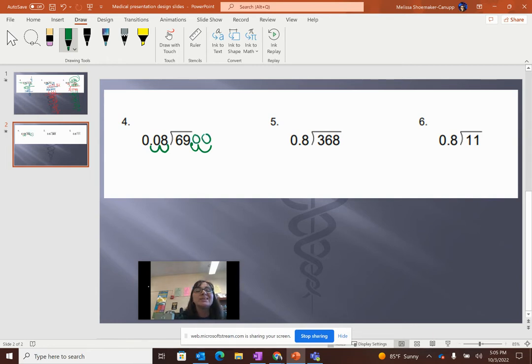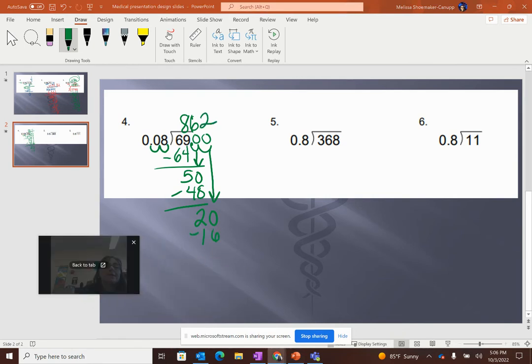8 goes into 6. Can't do that. 8 goes into 69. I ate and I ate. I got 6 on the floor. 8 times 8 is 64. Bringing down a 0. That's 50. 8 times 6 is 48. Got 2 left over. Bringing down 1 more 0. That's going to be 20. 8 times 2 is 16.